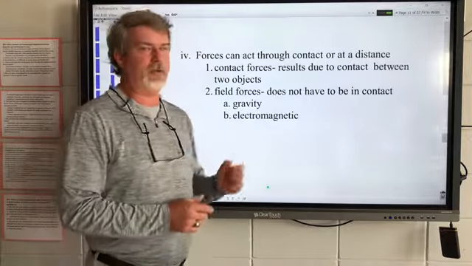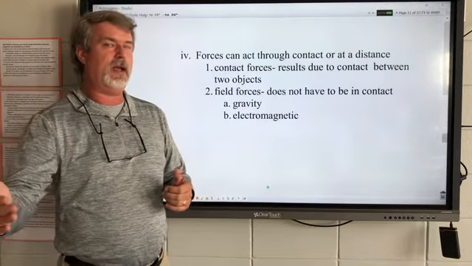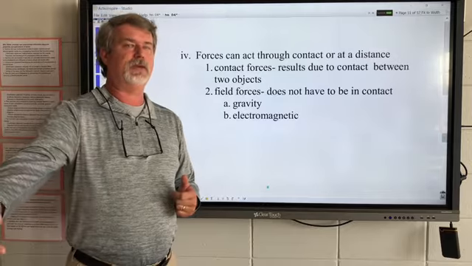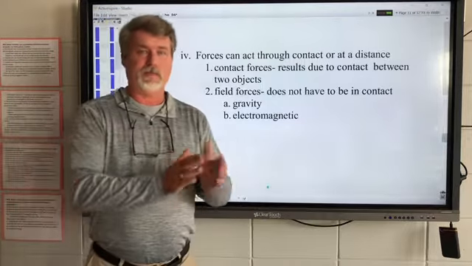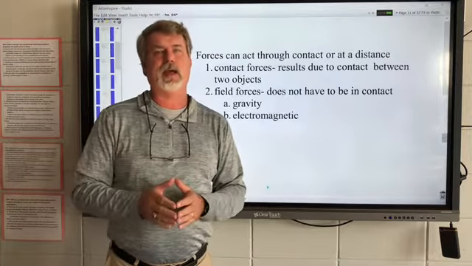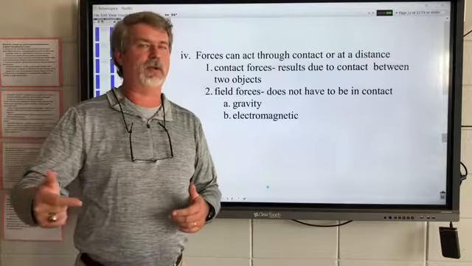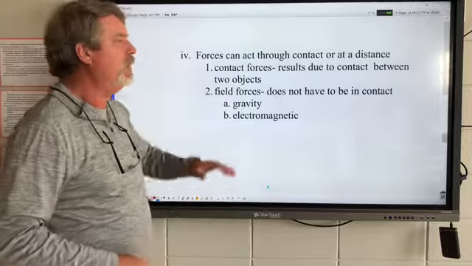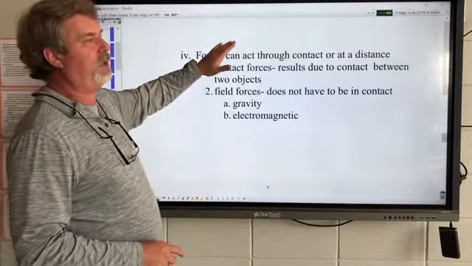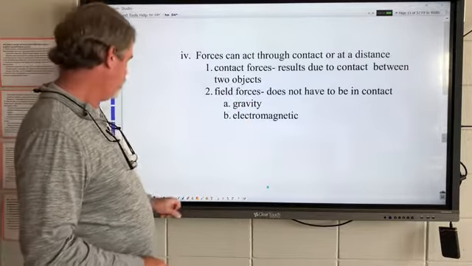The thing I want you to know about field forces is the further you get away, the less effect the field force has. So the further you get away from a magnet, the less the magnet pulls on you. This is the same thing with gravity. The further you get away from Earth, the less Earth pulls on you. So two main types of forces: contact forces and field forces.